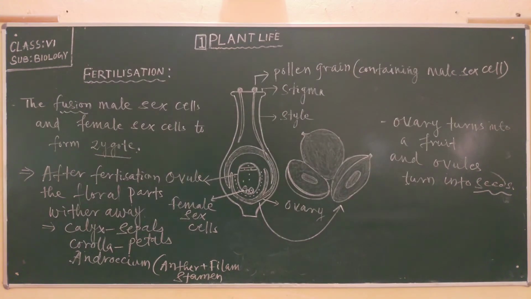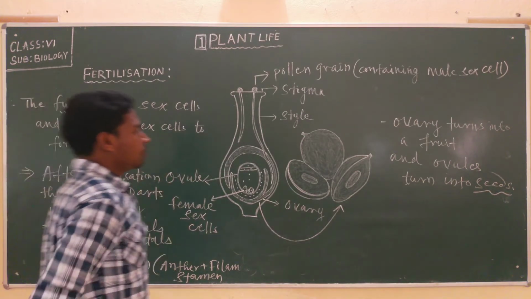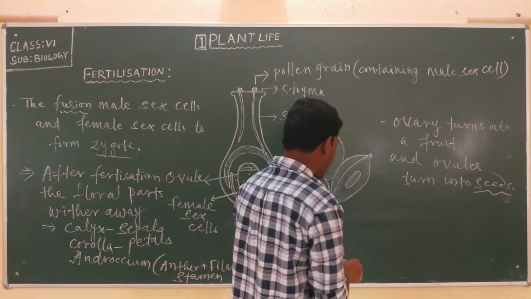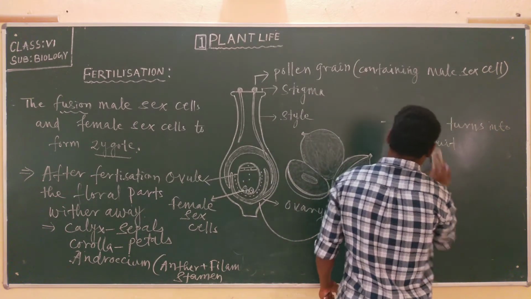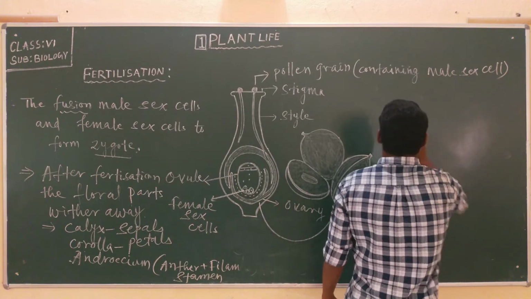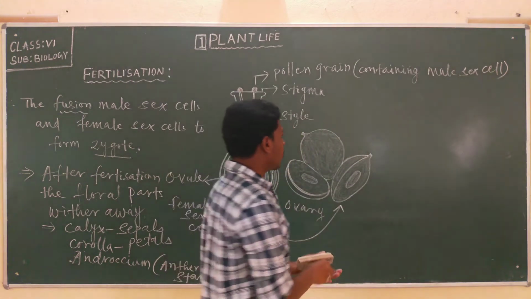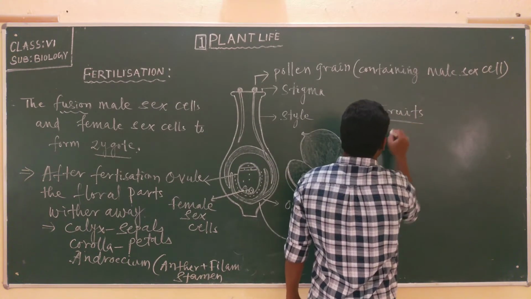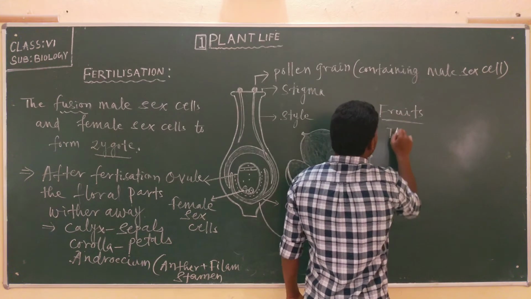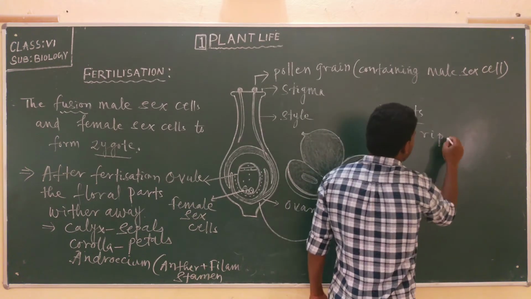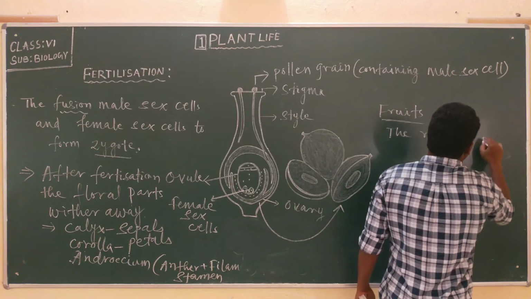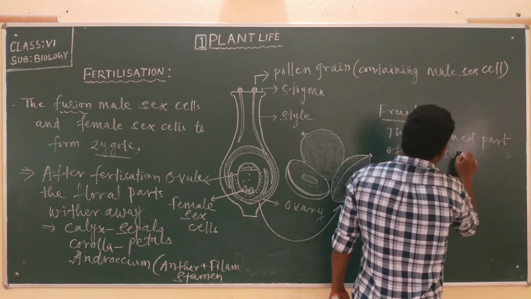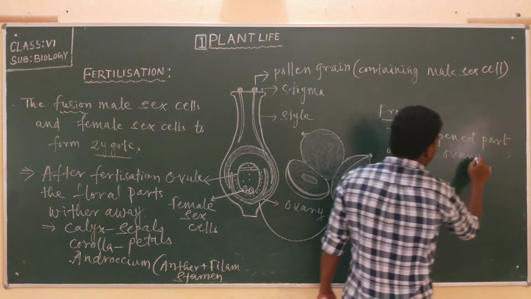As I told you, the ovary is going to turn into fruit, and ovules are going to turn into seeds. Now, what is a fruit, or what are fruits? Fruits are the ripened part of the ovary.